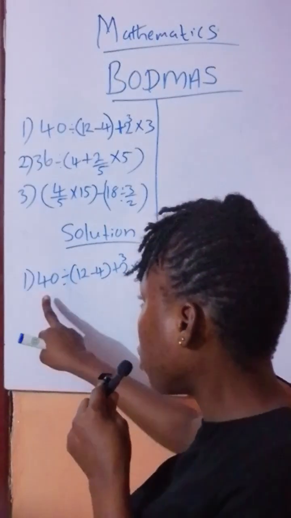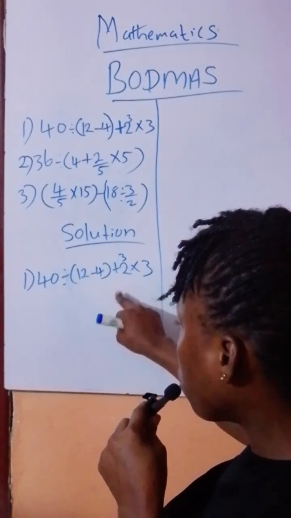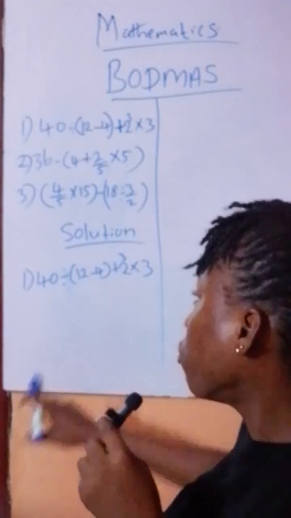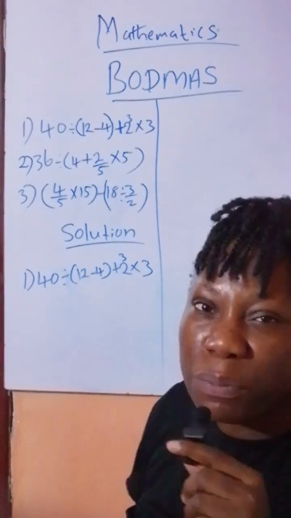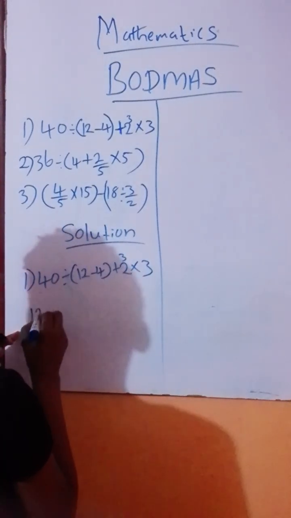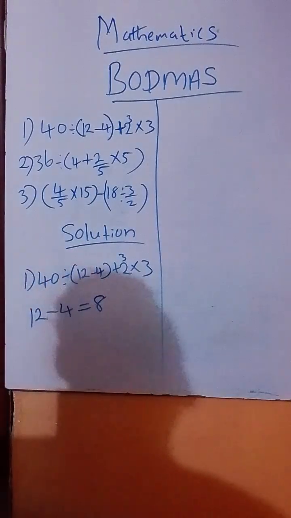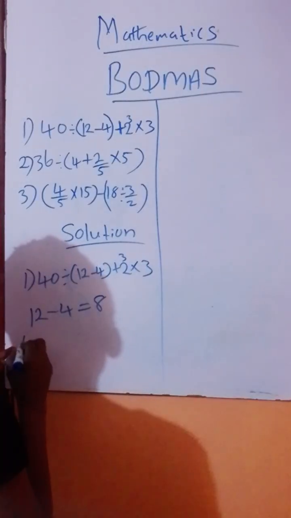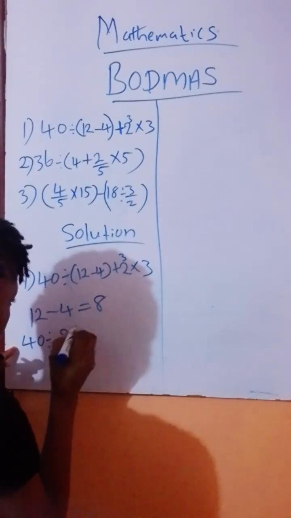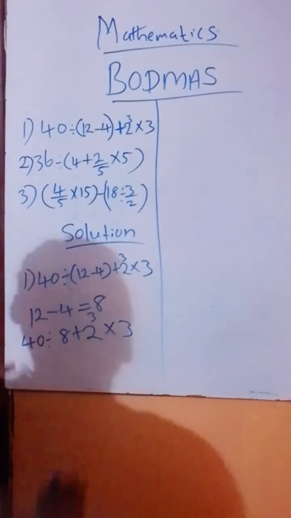Let's look at question 1. 40 divided by bracket 12 minus 4 bracket plus 2 raised to power 3 times 3. Let's solve it. First of all, we need to open the bracket. We are going to solve the bracket first. We have 12 minus 4 equals 8. We bring down our 40, division sign, 8 plus 2 raised to power 3 times 3.